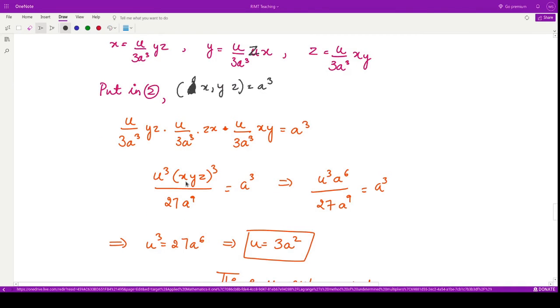This now xyz again becomes a cube. Why? Because this is the given constraint, xyz is equal to a cube. So we are again substituting this value over here, and we are calculating u in terms of a. So it comes out to be 3a square.